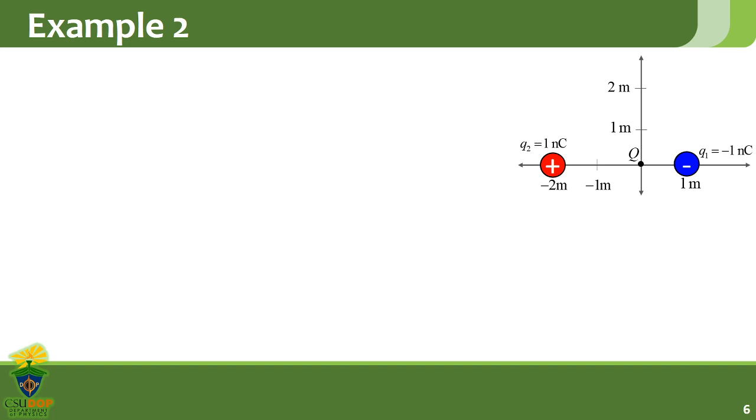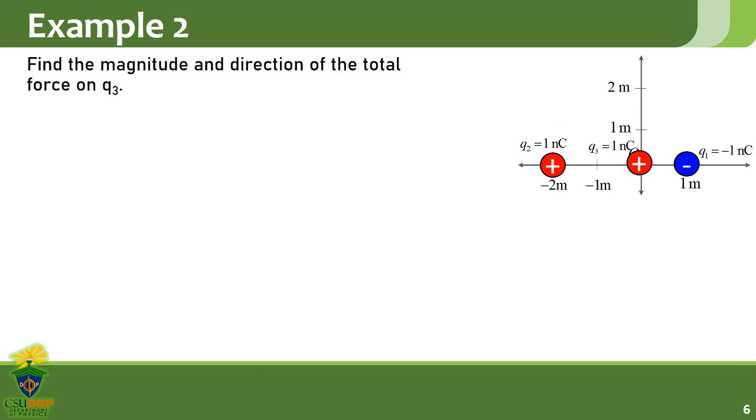Let's now have an example of electric force calculation by placing a charge Q3 at point Q. What is now the magnitude and direction of the total force on Q3? For this example, we will present 2 solutions, the methods used in Module 1.2 and Module 1.3, respectively. The first solution will be using Coulomb's law for force.